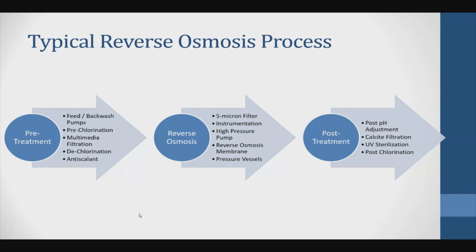Lastly, the post-treatment that comes after the reverse osmosis more or less depends on what this water is going to be used for. If it's for drinking and we're going to store it, it's a good idea to dose a little bit of chlorine and neutralize the pH to bring it up to around 7.